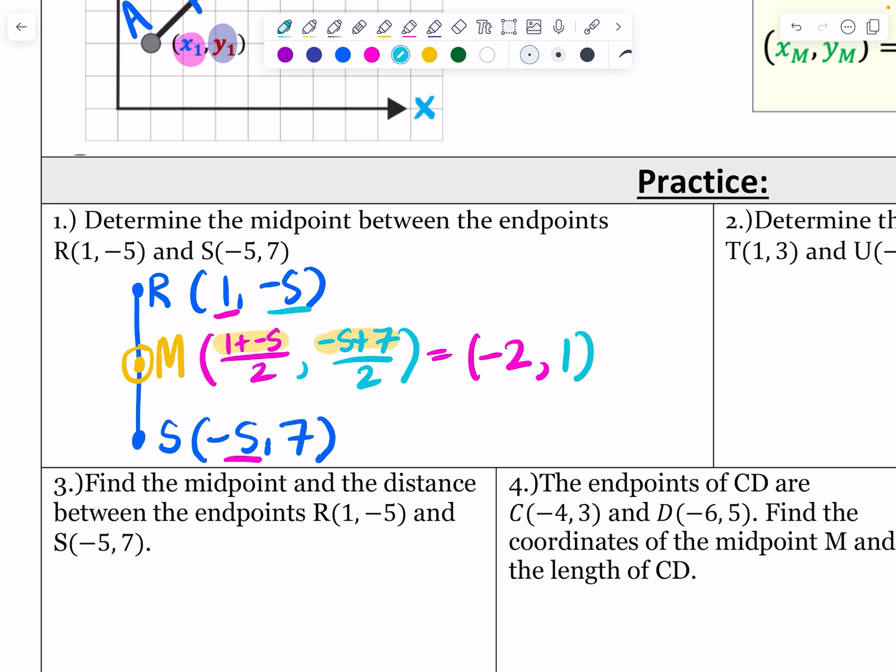And how did I know that I typed it in wrong? Because my answer should be in between -5 and 7, and 1 is perfectly in the middle. It's 6 away from -5 and 6 away from 7. And so what is my midpoint? My midpoint is the coordinate pair -2, 1.